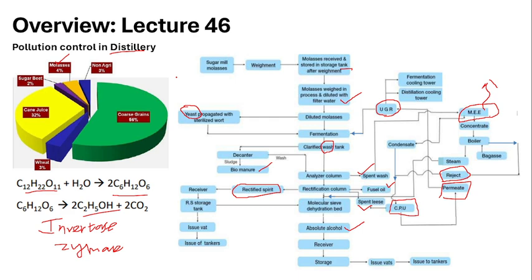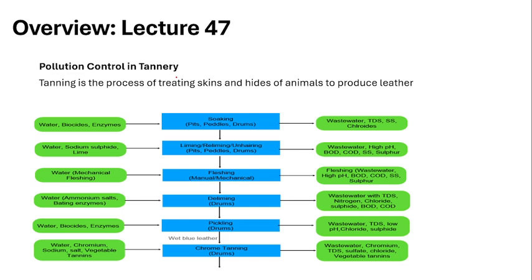So now this is about the pollution control in distilleries. Now we will move on to the pollution control in tanneries. So coming to lecture 47 about the tanneries. In the tanneries, what is happening is tanning. Tanning is the process of treating the skins and hides of animals to produce leather. Whatever shoes are made from leather, and we have many jackets. So for every purpose and demand, we need leather. To produce this leather, we are using the skins and hides of animals.